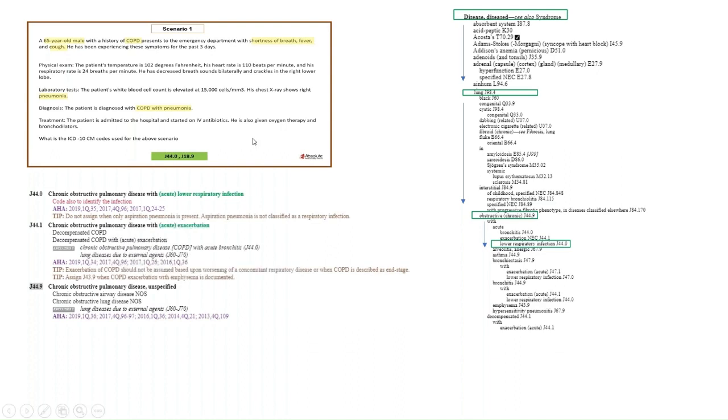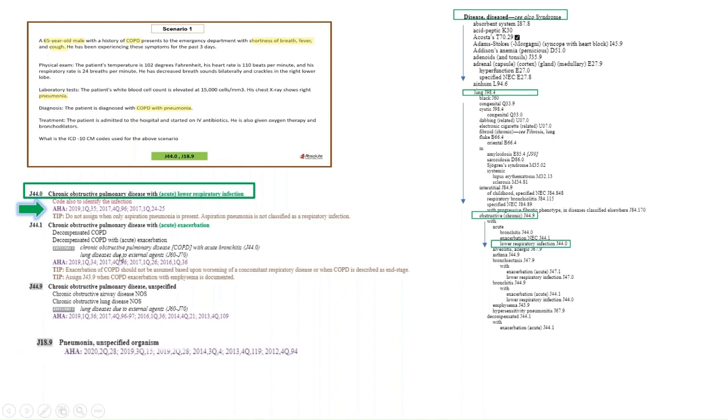And well, are we going to stop over here? No, right? Because it is not the end. You have a guideline asking us to code also the identified infection code. So we have to go and code for the infection as well. So here it's a pneumonia, and we're having unspecified organism. So we will be coding J18.9. So the code for this one is going to be J44.0 and J18.9.